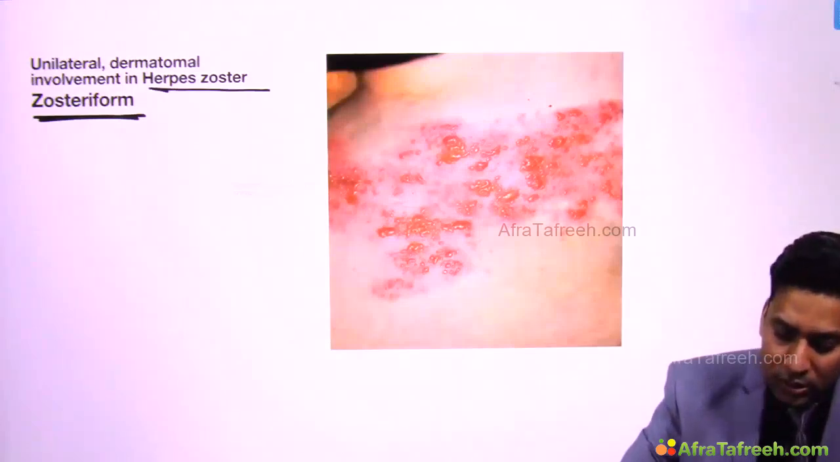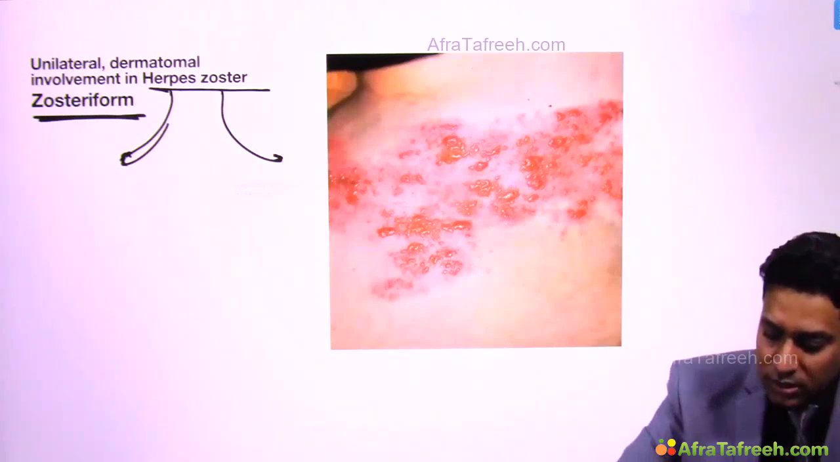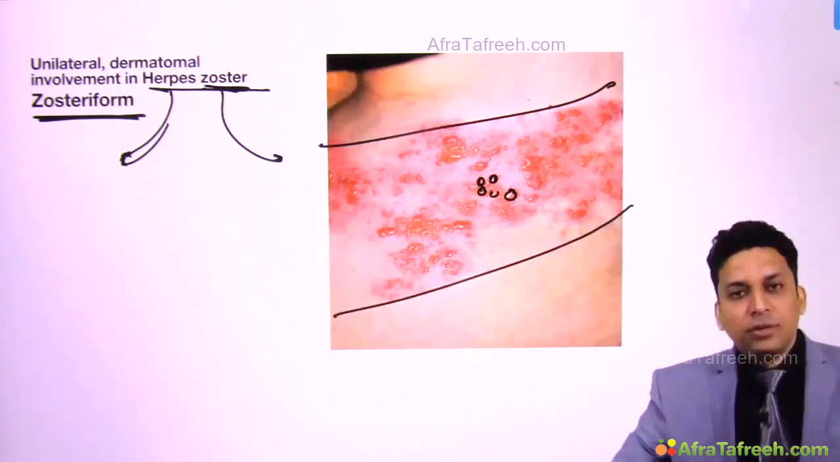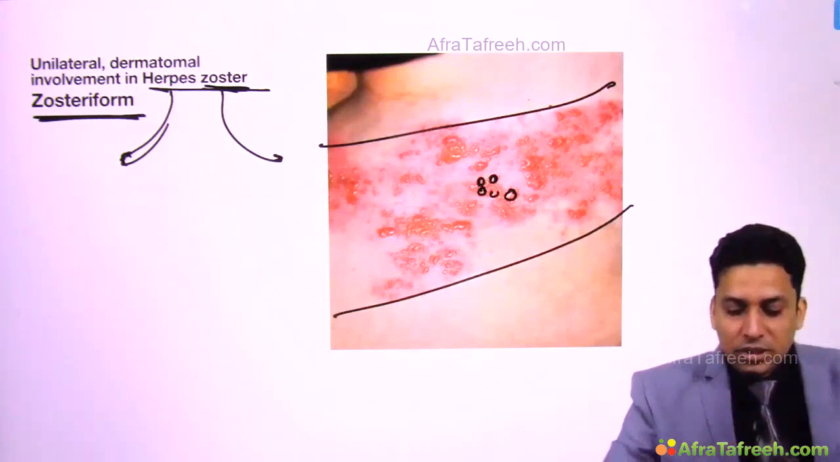Herpes zoster is made up of two terms, herpes and zoster. Herpetiform means grouped together, so you can see these vesicles are grouped together. Zosteriform means zoster, that is, along a particular nerve segment or a dermatome. So this helps you diagnose these conditions.